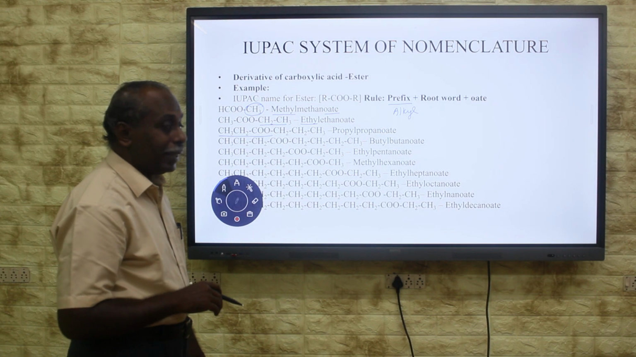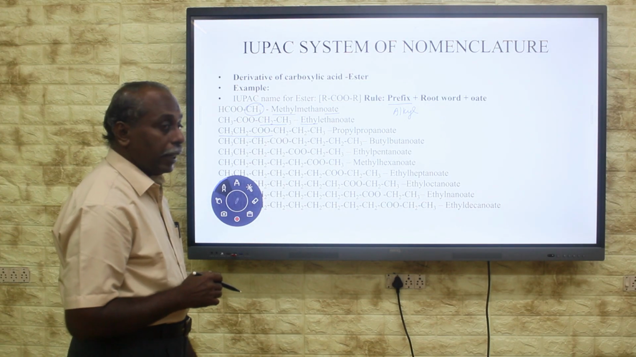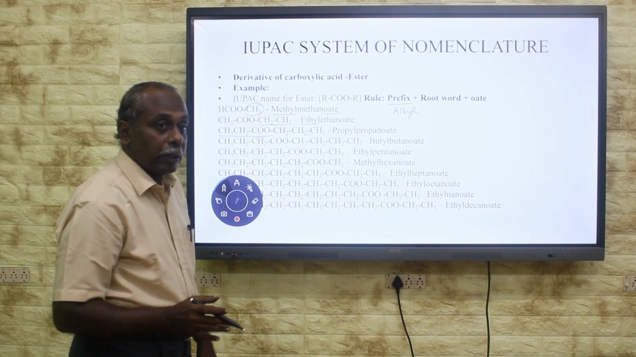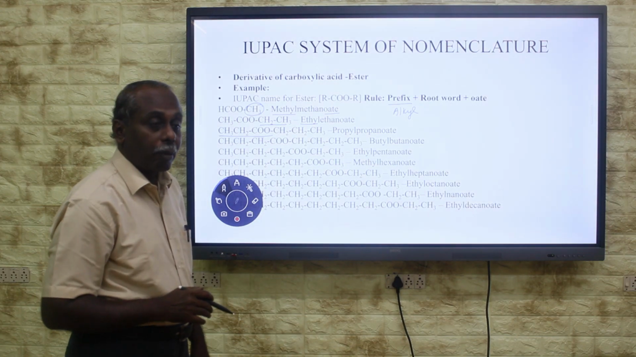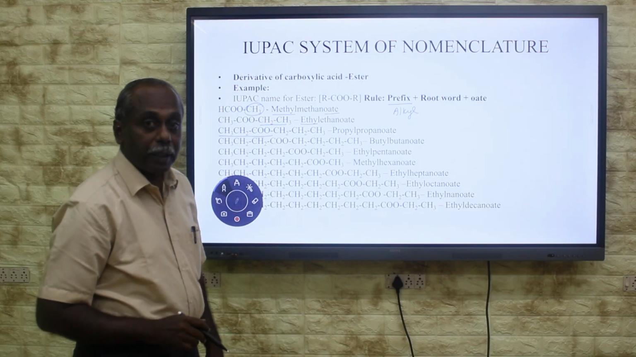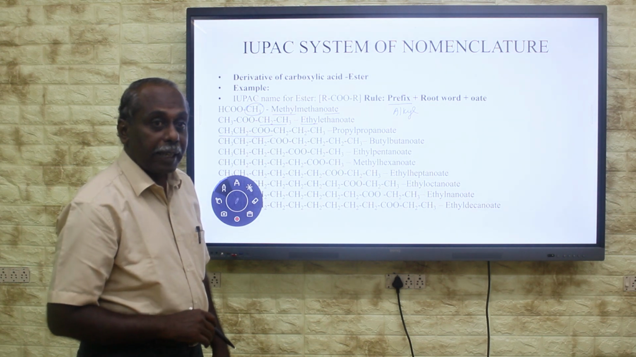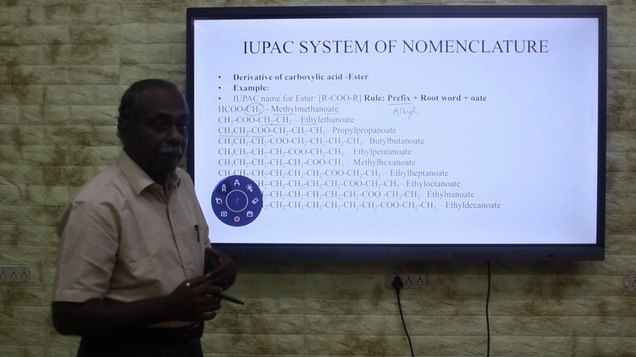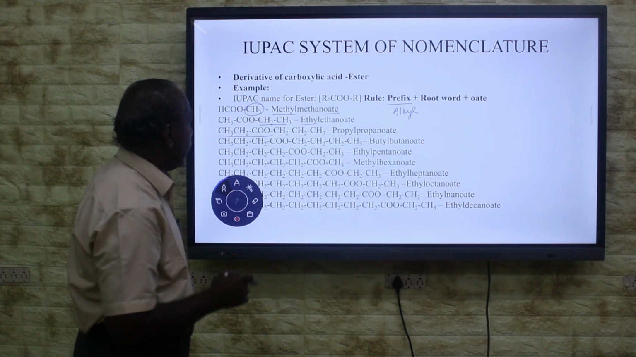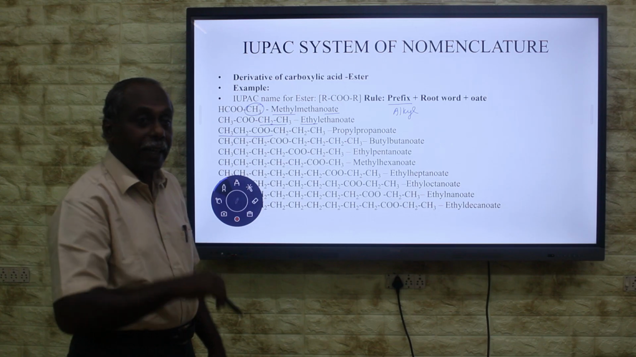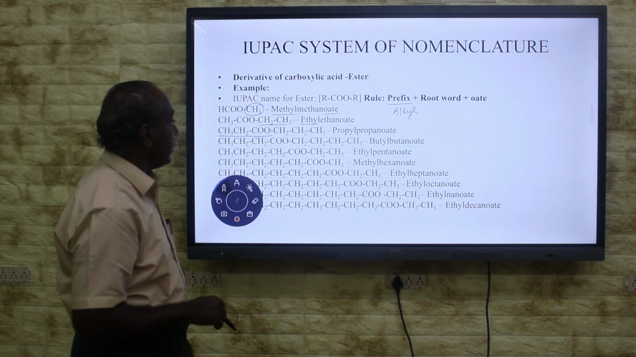Then we are going to write the common name. IUPAC name is given, you are going to write the common name. In the common name, you recollect the name of carboxylic acid. The first member is formic acid. It is derived from formic acid, methyl formate. Here the name should end with the trivial name, methyl formate. Here the second carbon carboxylic acid is acetic acid, ethyl acetate.